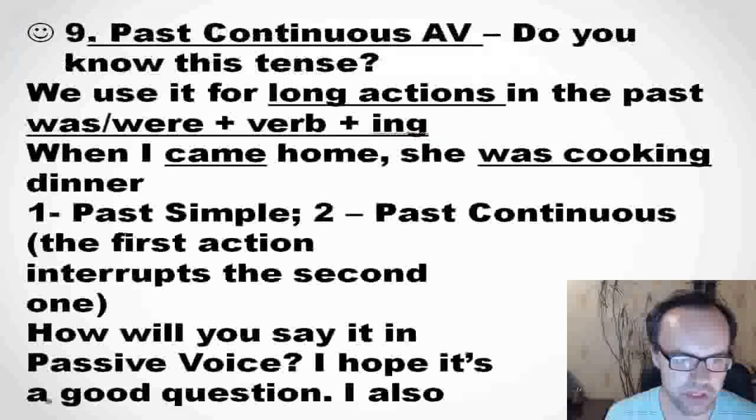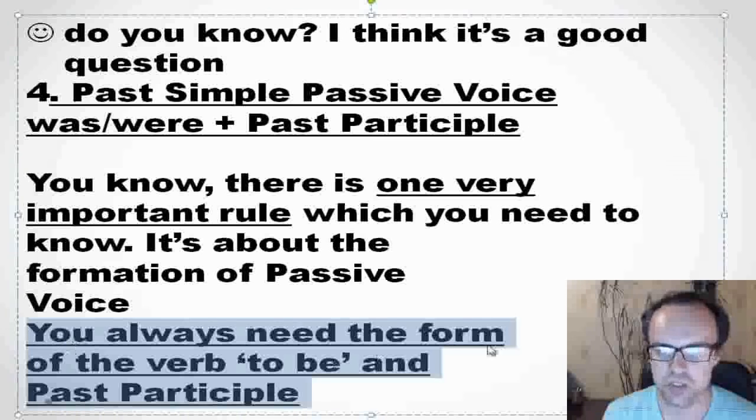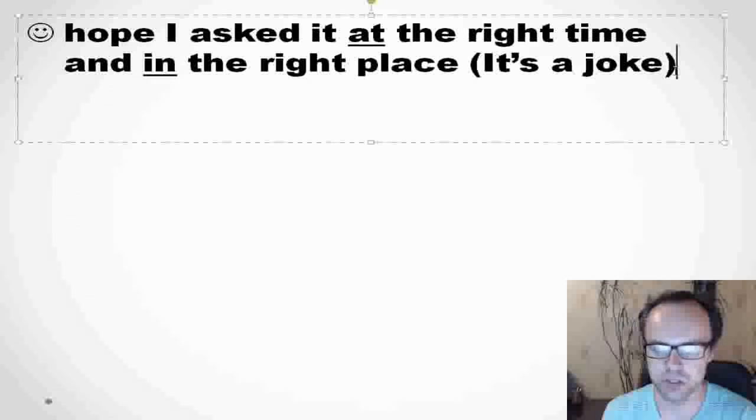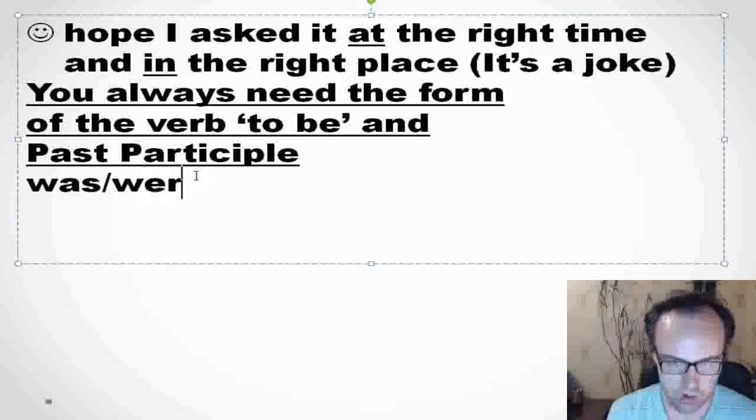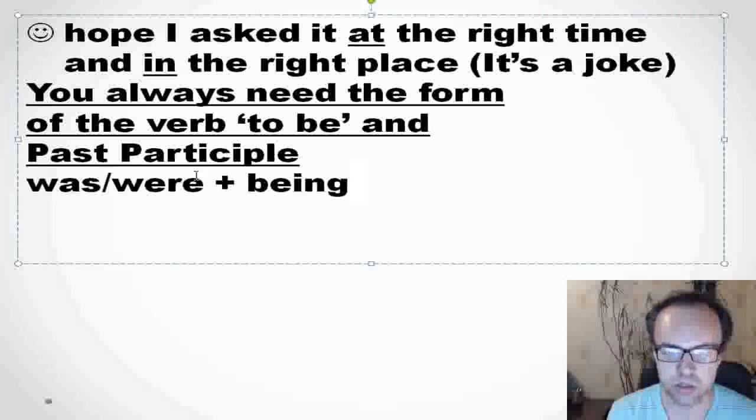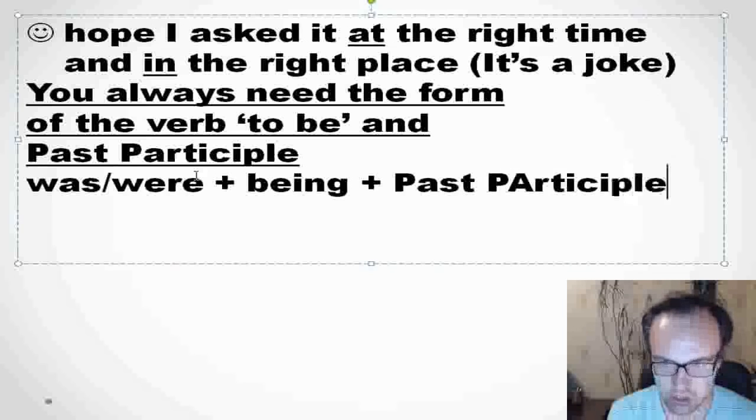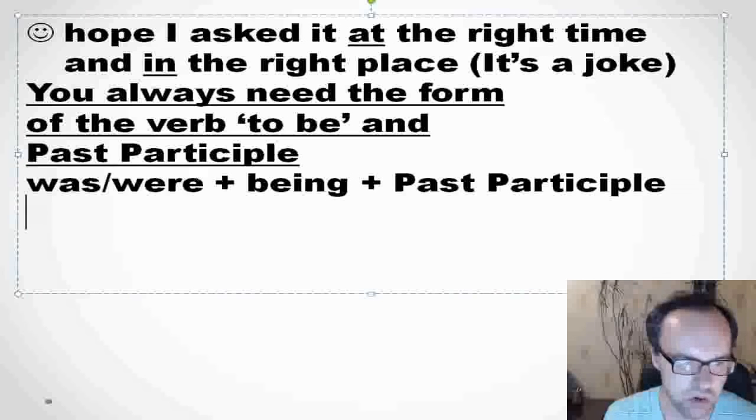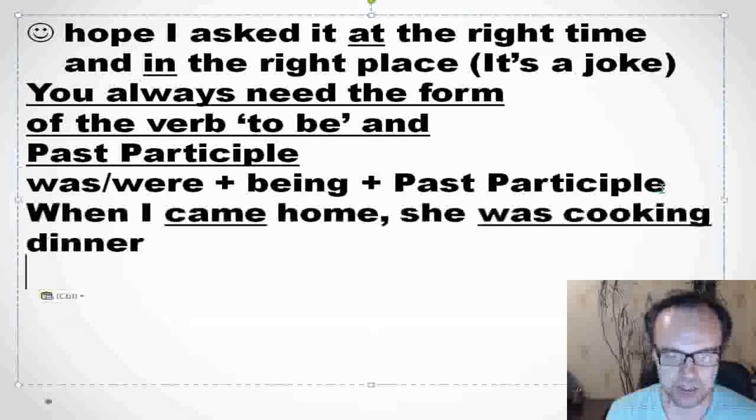Okay, so how do we form it? You always need the form of the verb to be and the past participle. The verb to be in past continuous is was or were plus been plus past participle. So we had this example.